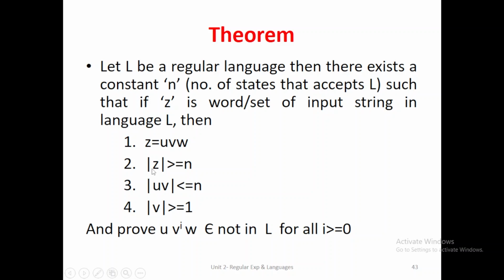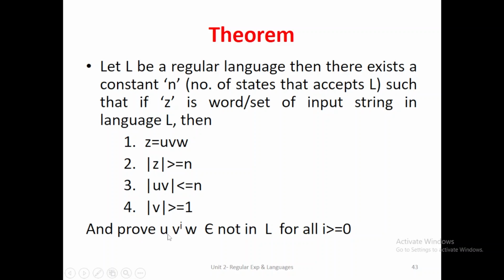The second condition is mod Z, that means the length of the string should be greater than or equal to your given n value. This will be the assumption. Then mod UV, that means if you combine the two substrings U and V, the length of UV should be less than or equal to n. This should also be true. Like that only you should take the n value. And the fourth one is mod V, which should be greater than or equal to 1. So these first four conditions should be satisfied. If the first four conditions are satisfied, then you should prove the fifth condition.